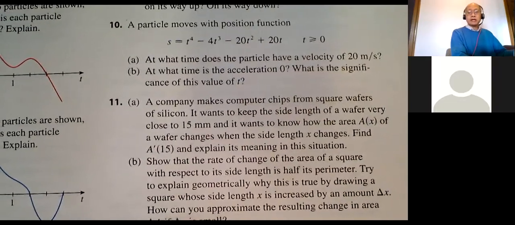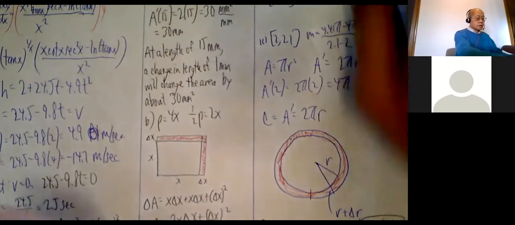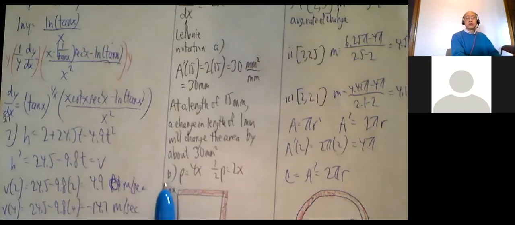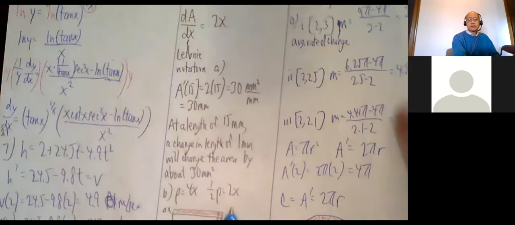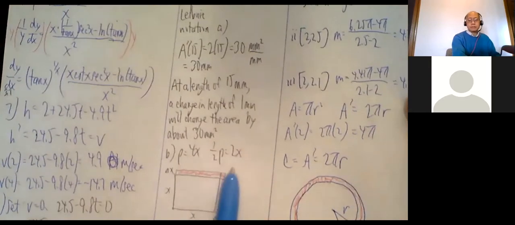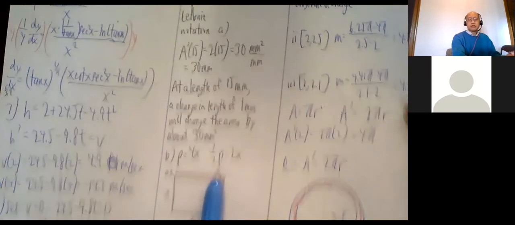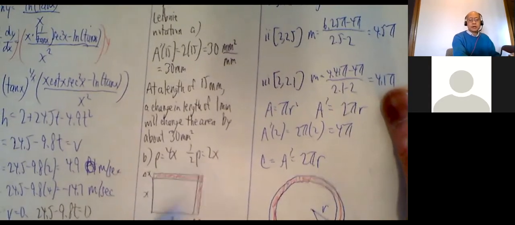The rate of change, i.e. derivative, is half the perimeter. Well, just do it. What's the perimeter? 4x. What's half of that? 2x. That was the derivative. We're done. We've shown it. The rate of change, the derivative, is half the perimeter. So we got it right there.